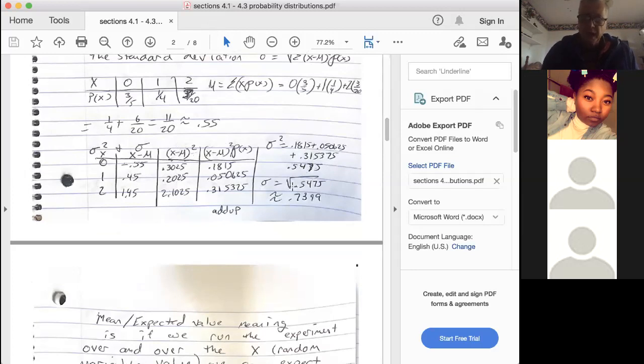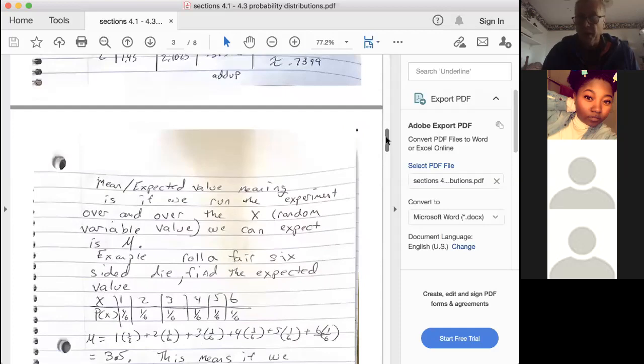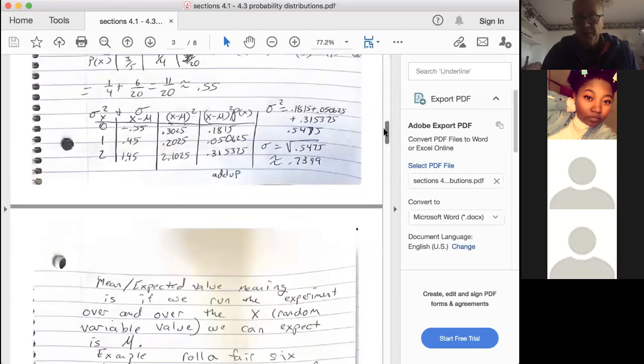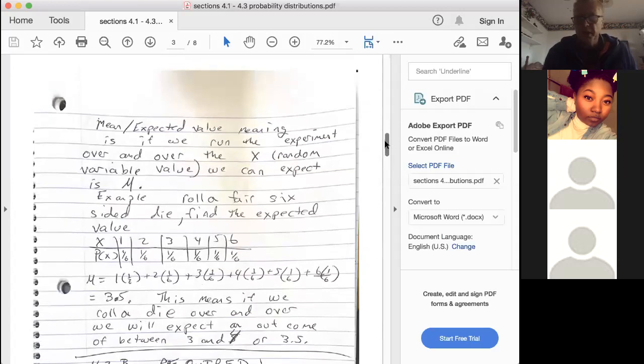Square rooting that gives us the standard deviation of 0.7399. So if you wrote that as 0.74, if the directions said 2 decimal places, that would be great. If it said 4, you'd have to write it that way. Okay? I think most of our answers in this section deal with 2, 3, or 4 decimal places in the directions.